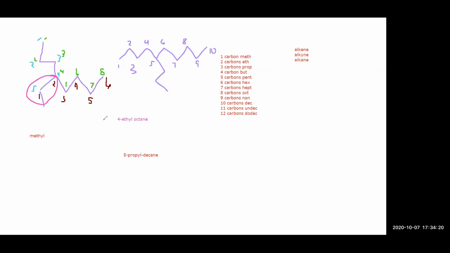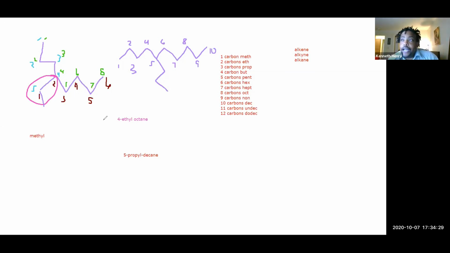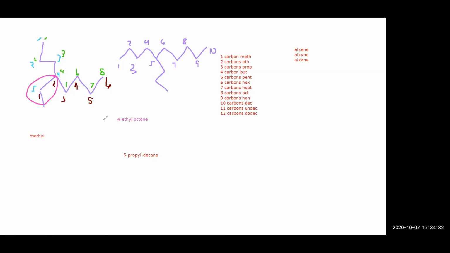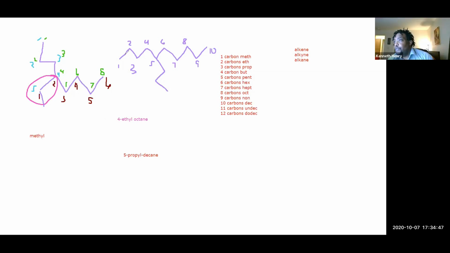I have another question. Professor, what is the question? Okay, I'm confused. What I'm asking is, do we have to count the long chain first? Because I can see 1, 2, 3, 4, 5, 6. So here, 1, 2, 3, 4, 5. 1, 2, 3, 4. So this would be the longest chain. 1, 2, 3, 4, 5, 6, 7, 8, 9, 10. That gives me my longest chain.